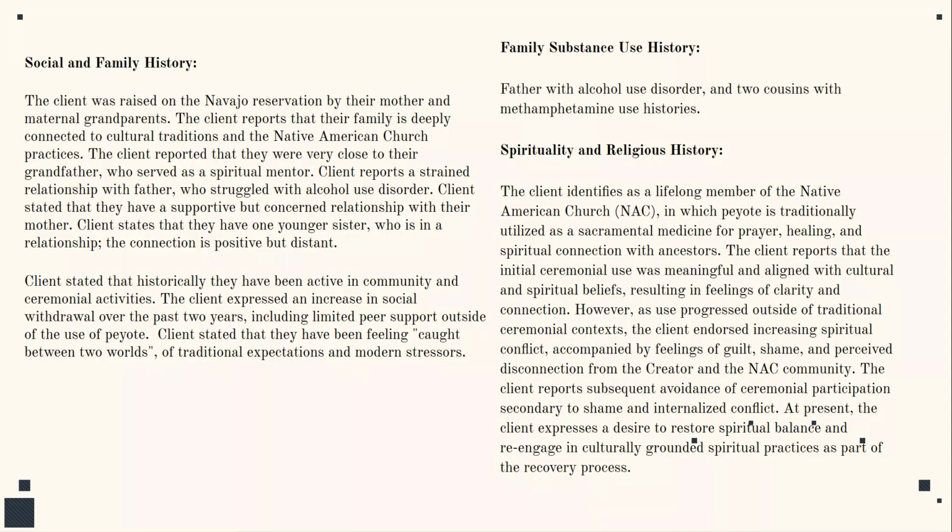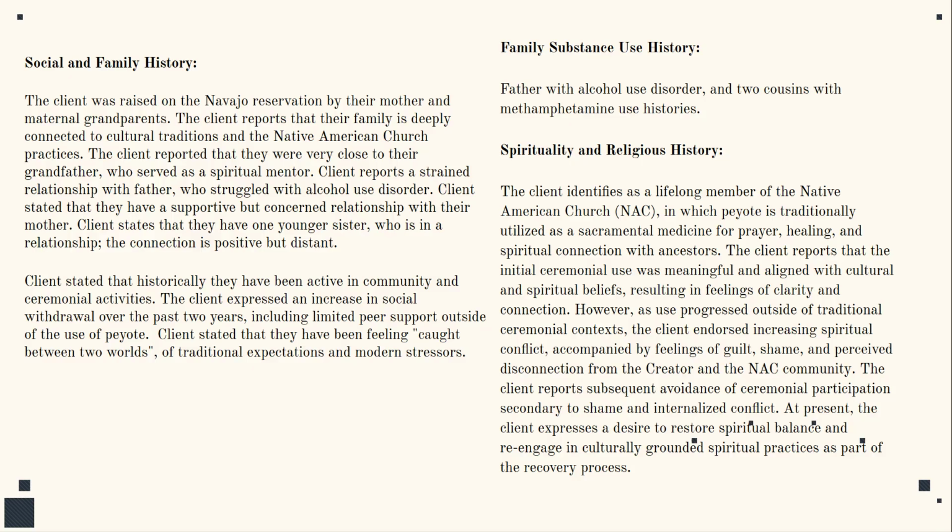Here's some spiritual and religious history. The client identifies as a lifelong member of the Native American Church, in which peyote is traditionally utilized as a sacramental medicine for prayer. As use progressed outside of traditional ceremonies, though, the client endorsed increasing spiritual conflict with feelings of guilt, shame, perceived disconnection from the creator and the NAC community.